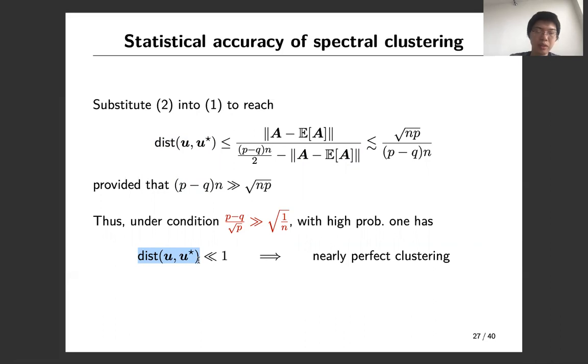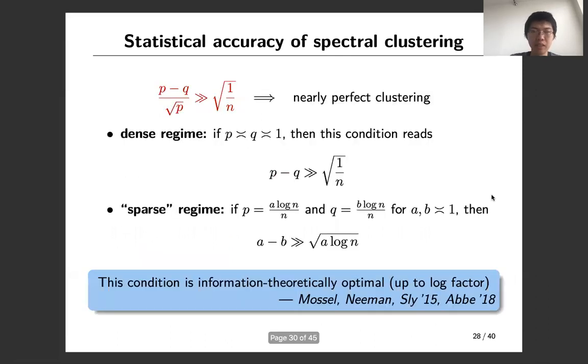And then since we classify nodes based on the sign of this U eigenvector, we will soon realize that this conclusion will further imply nearly perfect clustering, namely almost all the nodes in the graph are classified correctly by the spectral methods. This is a simple algebraic exercise. You can do it on your own. So let me explain those in more detail.